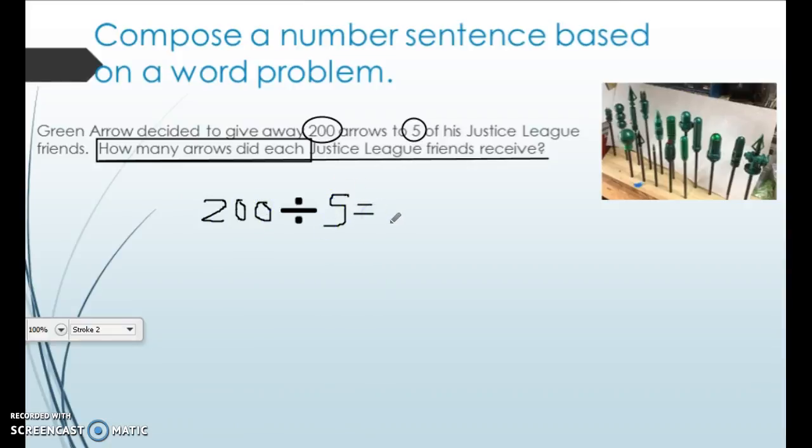So we'll say that the answer is going to be A, to represent arrows. So how many arrows will each friend get? After performing the division, we can determine that each friend is going to receive 40 arrows. If you take 200 and divide it by 5, I'll go ahead and solve that on the board real quick.